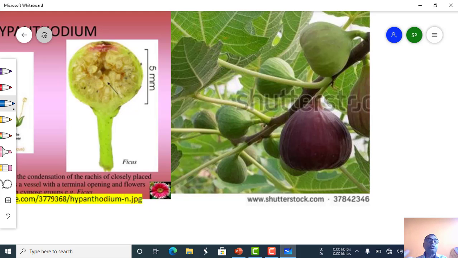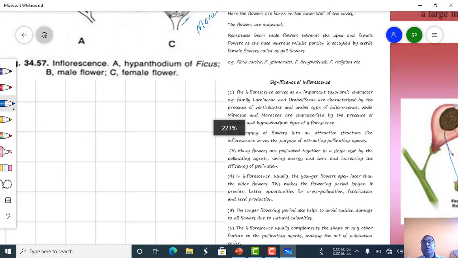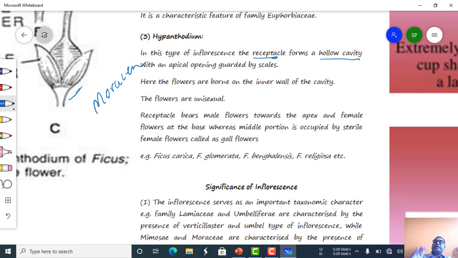banyan, fig, these fruits are actually nothing but the inflorescence, and that type of inflorescence is called a hypanthodium type of inflorescence. Just see here, what is the hypanthodium type of inflorescence? In this type of inflorescence, the receptacle forms a hollow cavity with an apical opening, which is called an ostiole, and is guarded by a number of scales. Flowers are borne on the inner wall of the cavity. Okay, and the flowers are unisexual.